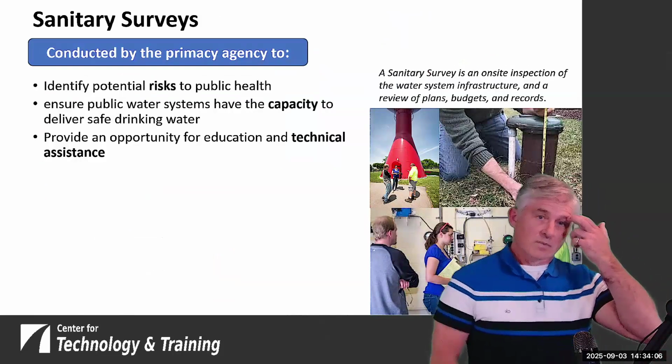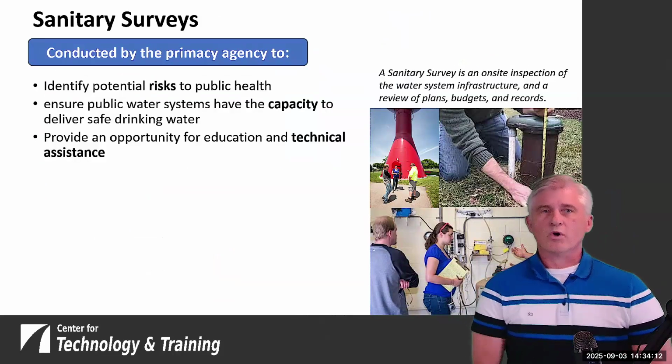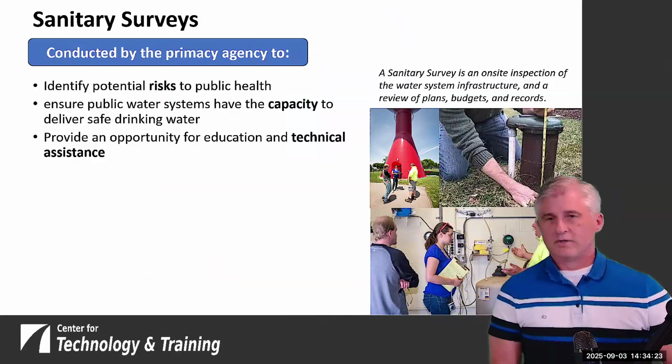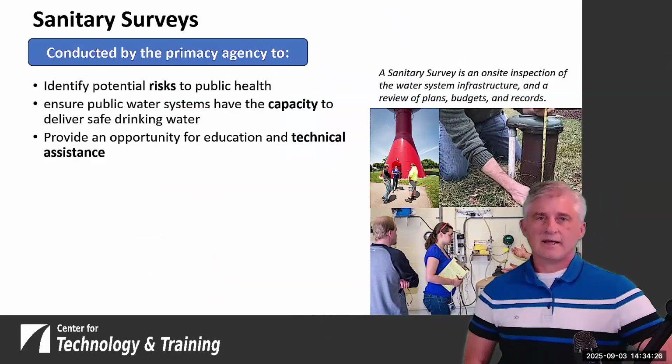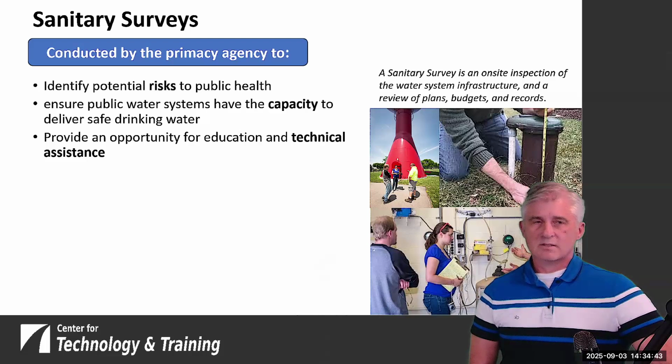Sanitary surveys are conducted by the primacy agency, and it's a more in-depth look. I believe for us, we'd be out to visit systems quarterly to every 6 months, but we only did these sanitary surveys every 3 years. So this was our real in-depth look at systems. We want to identify any potential public health risks, and make sure the system has the ability to provide the quantity and quality of drinking water they need to provide. And it's an opportunity to educate system operators and provide any assistance that they might need.